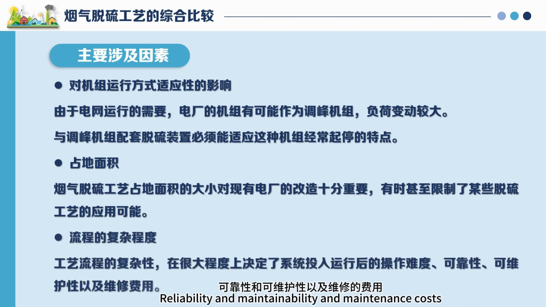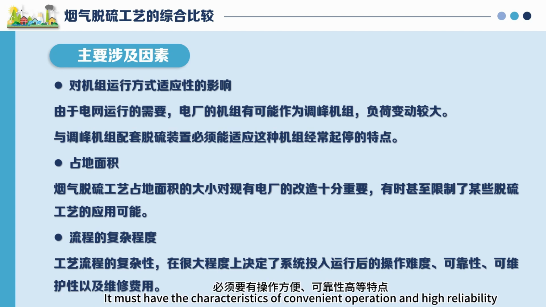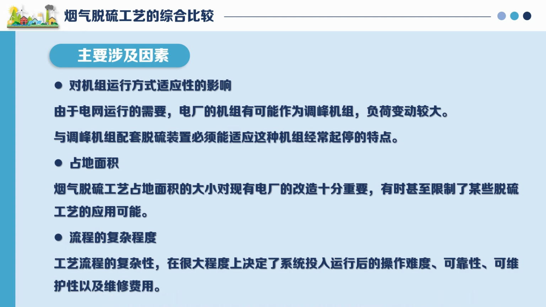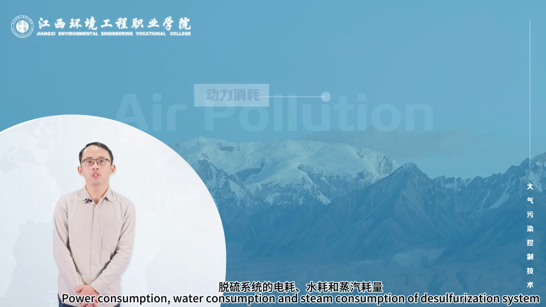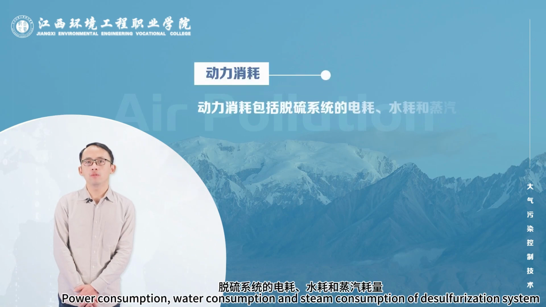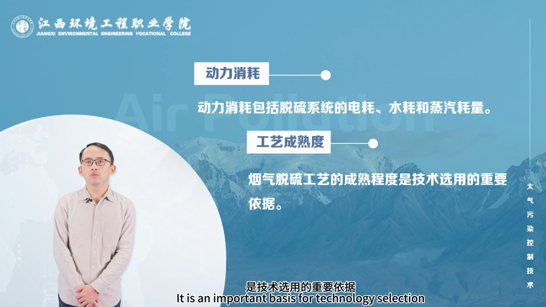Reliability and maintainability and maintenance costs. Flue gas desulfurization system is an auxiliary system of the whole power plant. It must have the characteristics of convenient operation and high reliability. Power consumption. Power consumption, water consumption and steam consumption of desulfurization system. Process maturity. Maturity of flue gas desulfurization process. It is an important basis for technology selection.